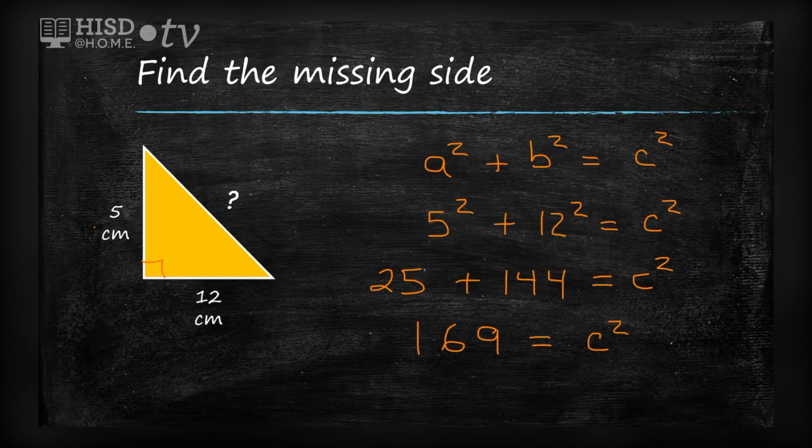And remember, in order for me to solve this final step, I need to get the square root. So once I get the square root, I know that C is going to be equal to 13 centimeters, and this is just an example of how to find the length of the hypotenuse.